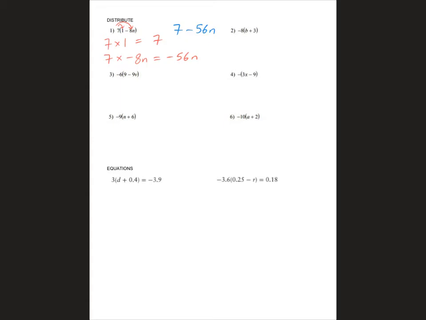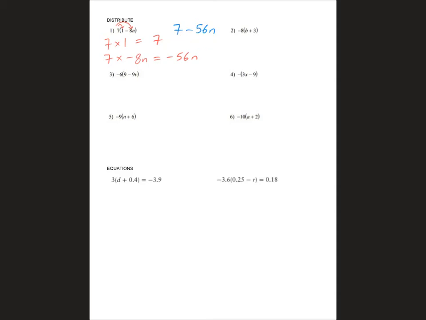So it went from -8n to -56n. The words positive and addition are used synonymously, like they mean the same thing. And so do subtract and negative, okay? So this is what the answer would be, 7 minus 56n. Let's try the next one.